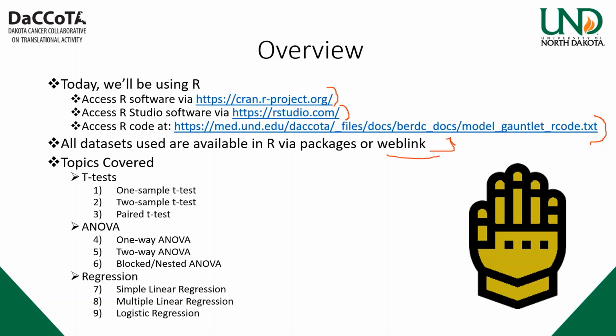And so we'll be covering three broad topics, nine tests overall: three different t-tests, one sample, two sample, and paired. We'll cover ANOVA, analysis of variance: one-way, two-way, and then a block/nested ANOVA. And then finally regression, starting with simple, on to multiple, and then finally logistic regression.